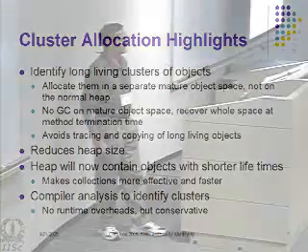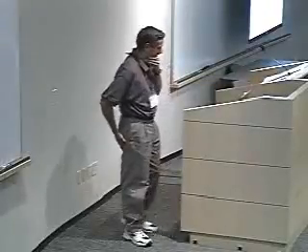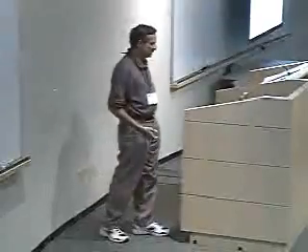So what are the highlights of the cluster allocation scheme? First of all, as I already mentioned, we identify long-living clusters of objects and allocate them in what is known as a mature object space. It's not the normal heap. And we don't do any garbage collection on the mature object space. We recover the whole mature object space at once at method termination time. This avoids tracing and copying of long-living objects, thereby reducing the total garbage collection time. And of course, it reduces heap size. We will see the amount of reduction that's possible in a short while.